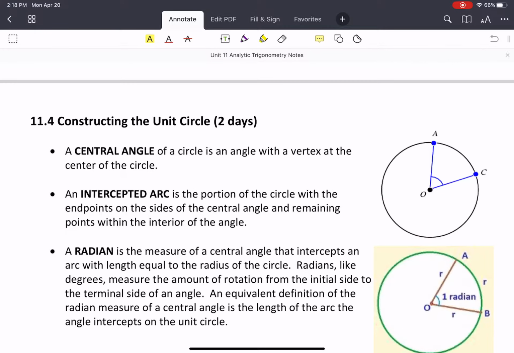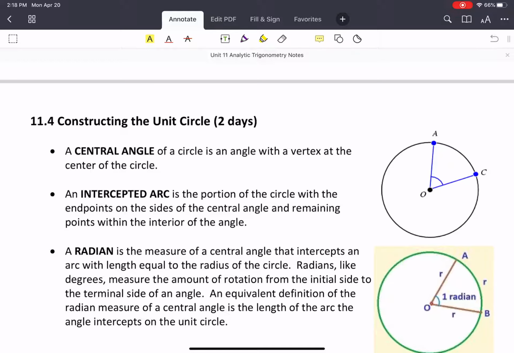All right, hi guys. So today we are going to start learning about the unit circle. The unit circle is one of the most important things we'll learn all year, okay? So we're on 11.4. A few things I just want to remind you of before we start in on this really big lesson.